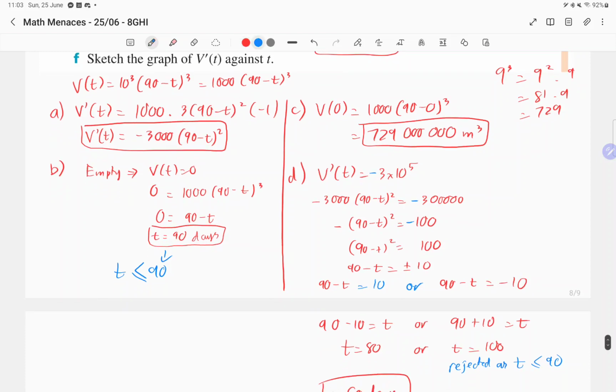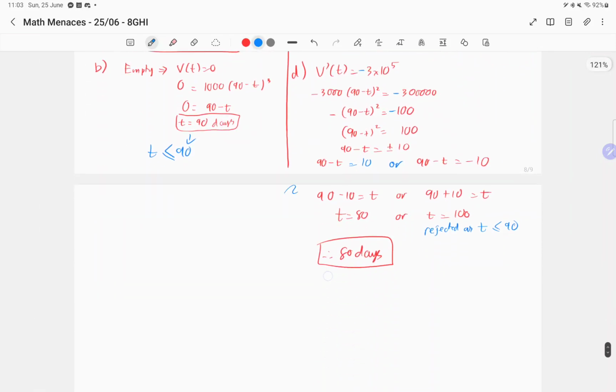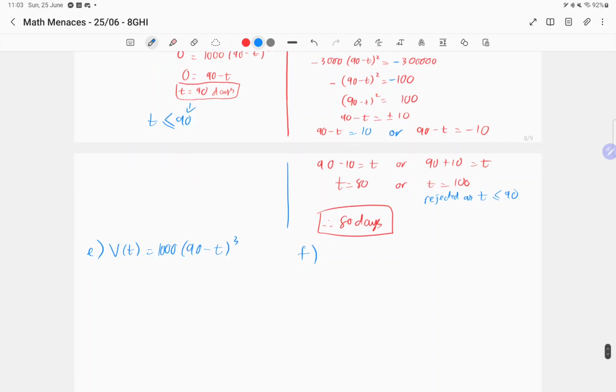Okay guys, for E and F, let me just walk you through it. You don't need to do it, okay? So question E, sketch, what was it? V(t). So V(t) is (90 minus t) everything cubed. And then F was V dash t.